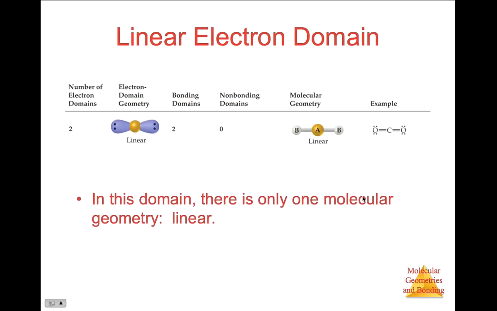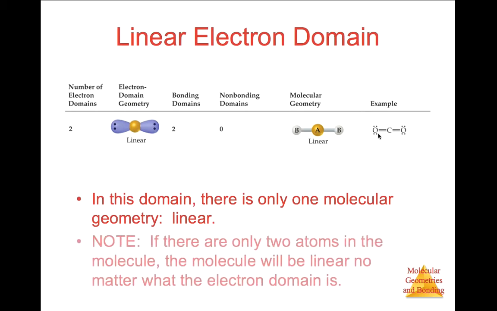Now let's take a look at each electron geometry in detail. If there are 2 electron domains, the only shape it can have is something called linear. Linear, you have to memorize the name, linear. 2 bonded domains, 0 non-bonded domains, it would be a 180-degree bond angle between these. An example is carbon dioxide. Note, if there are only 2 atoms in a molecule, the molecule will be linear no matter what the electron domain is, because the 2 bonded domains will want to be as far apart from each other as possible.